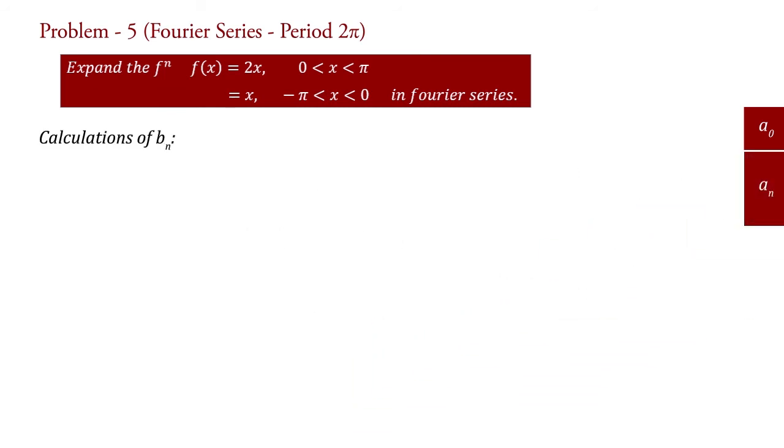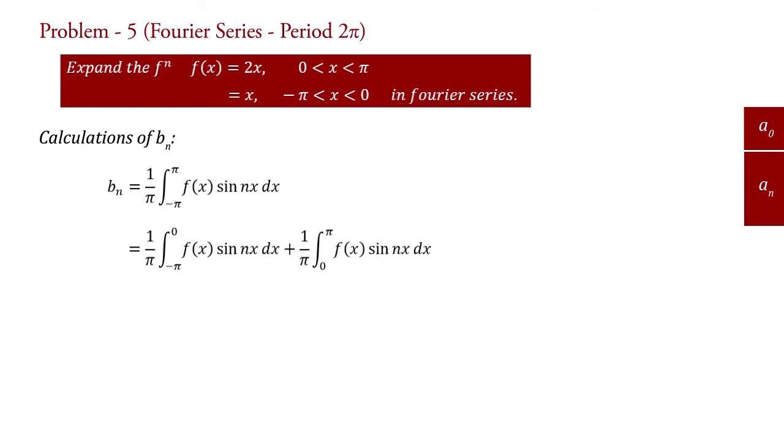Now bn. bn equal to 1 upon pi integral minus pi to pi f of x sin nx dx. Here f of x is divided into two parts, so we write bn equal to 1 upon pi into this plus 1 upon pi into this. This f of x equal to x and this f of x equal to 2x. Therefore we write bn equal to 1 upon pi integral minus pi to 0 x sin nx dx plus 1 upon pi integral 0 to pi 2x sin nx dx. Take the 2 outside the integral.